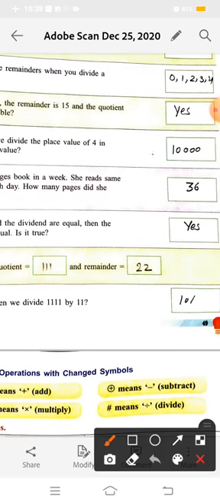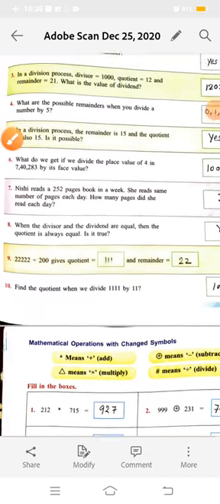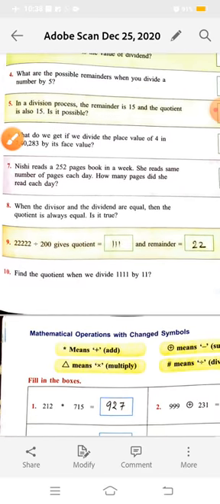So write here 10,000 in question number 6. Okay, so students, on page number 49, question number 7, 8, 9, 10 and page number 50 we will do in our next video lecture. Your homework is the remaining questions of page number 48, till question number 24.